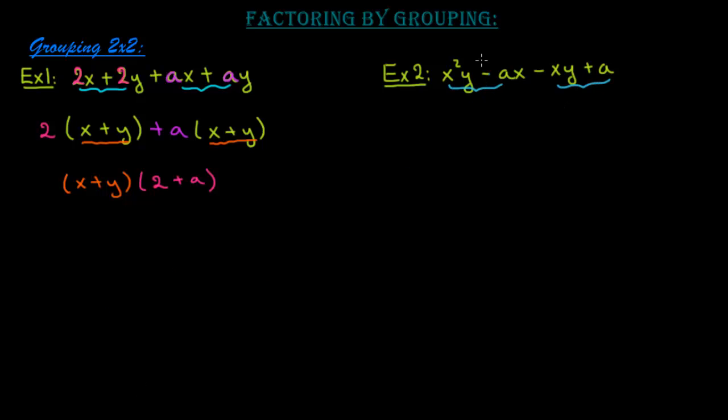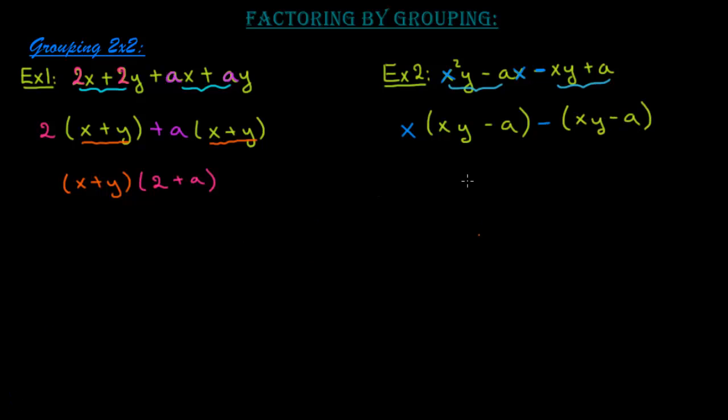The greatest common factor of the first two terms: you have x on both terms, so x will be the greatest common factor. Factor out the x, we have xy minus a. Now the last two terms, you don't have any term in common, but since it starts with the negative, you have to factor out the negative. So we will have xy minus a.